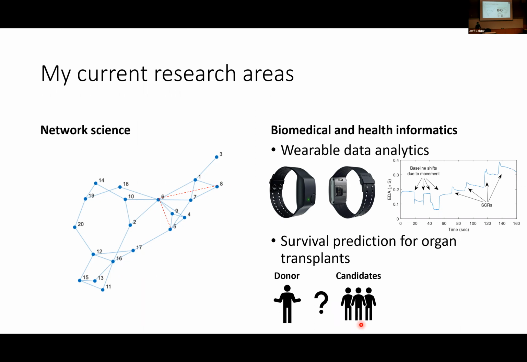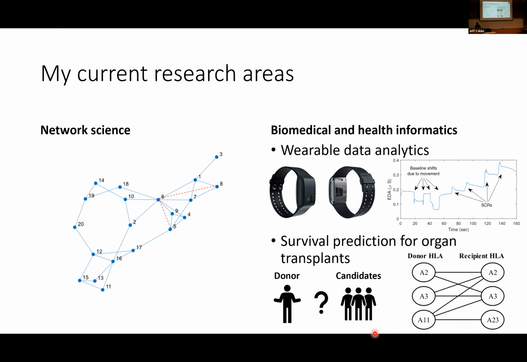Well, you've got 90,000 here. And let's say in some local area, you've got a whole bunch of candidates here. You could just give the kidney to the first person on the list, the person who's been waiting the longest. But what if that kidney is a bad match for that recipient? Then the recipient's body is going to reject the transplant, and now we just wasted a kidney. So we have this donor here, we have these possible candidates, and one of the things we try to do is model the compatibility between the donor and the recipient through HLAs, human leukocyte antigens.